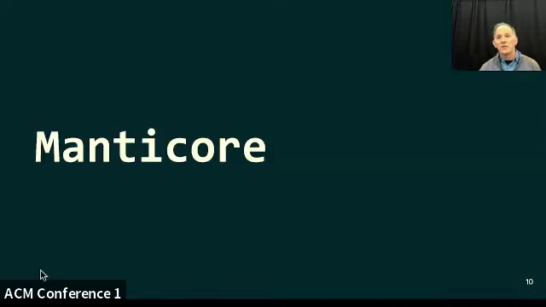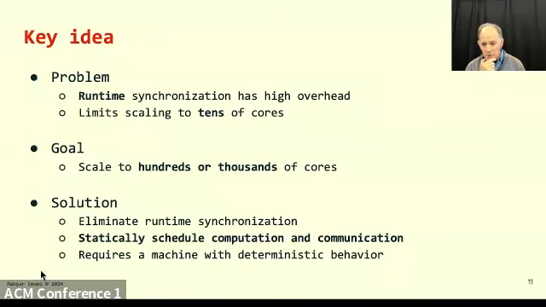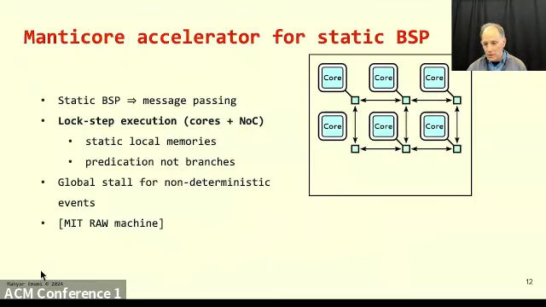So the solution we have is an architecture which we call Manticore, which is a hardware-software co-design. We designed the architecture, we designed the compiler, and we implemented it on an FPGA, and it actually runs on the FPGA. The key idea is we have a high cost for runtime synchronization. It limits our scaling; tens of cores is pretty optimistic, probably less than that. We want to go to hundreds or thousands of cores. So we want to get rid of the cost of synchronization. So what we did is we built an accelerator, literally an FPGA that plugs into your workstation that does this acceleration.